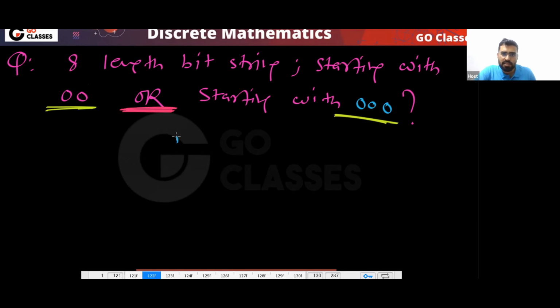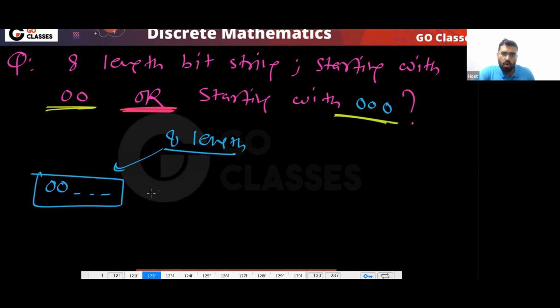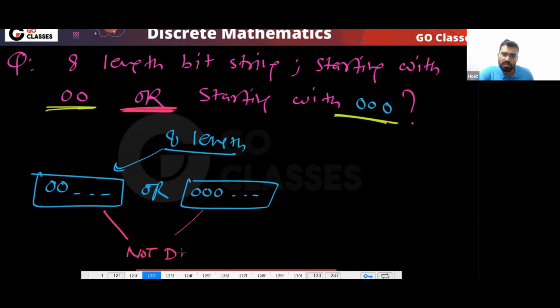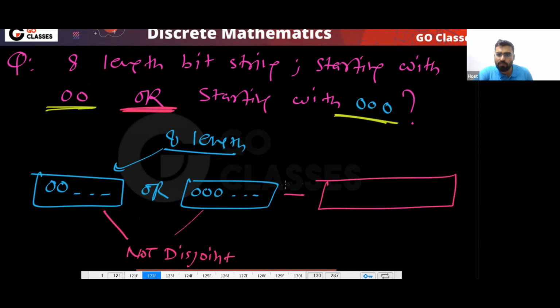But you can do it like this. You want 8 length. Either they should start with 0, 0 or they start with 000. Are they disjoint? They are not disjoint. So what is common? You have to remove the common. Can anyone tell me what is common? The common is starting with 000.